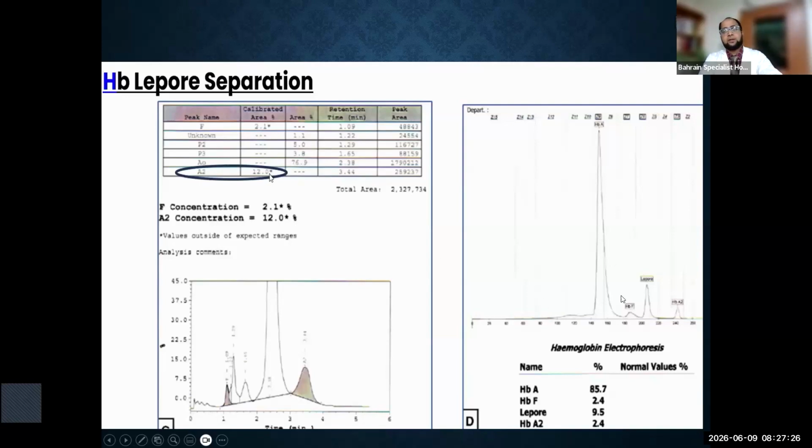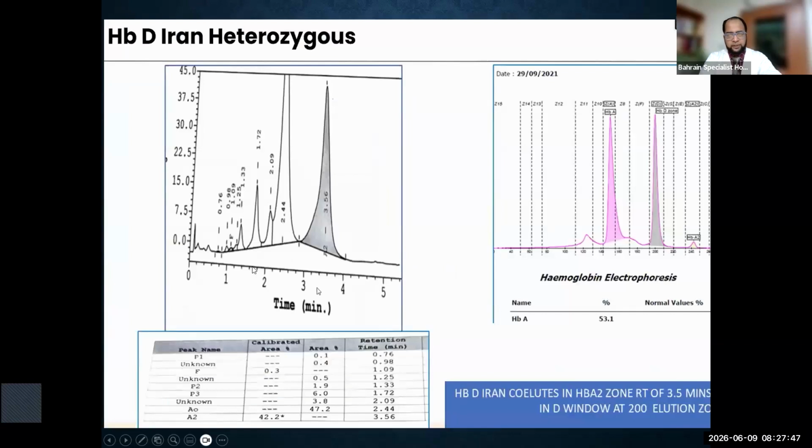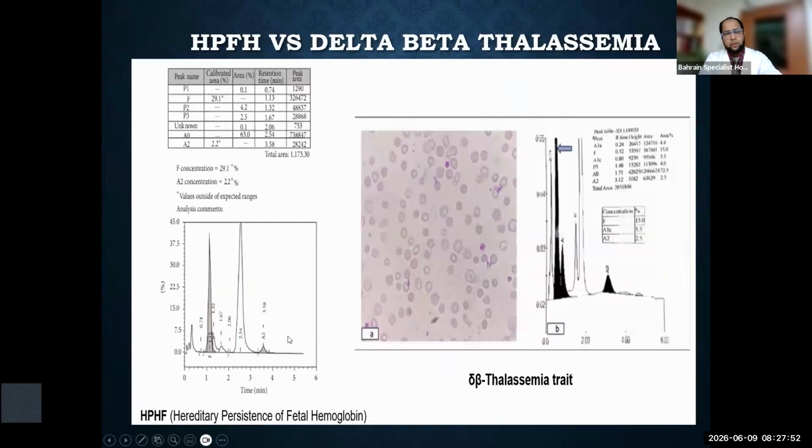And we have to use other electrophoresis methods also, like capillary electrophoresis, which further categorizes it as a separate wave. We can see on the right side the capillary electrophoresis that has categorized it as a separate wave. Similarly, Hb heterozygous will present as an HbA2 value of 26%. HbD Iran will show an HbA2 percentage of 40%.